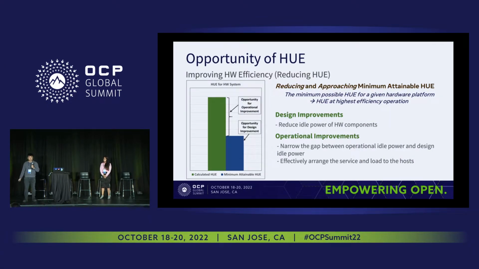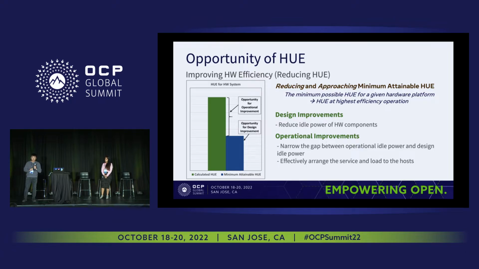And what's the opportunity of HUE? Basically, we can reduce HUE in various ways, and in this way we can improve the hardware efficiency. Before this, I want to introduce another concept called the minimum attainable HUE. Given a piece of hardware, this is the minimum possible HUE value that the hardware can achieve. It usually happens when the hardware is running at its highest efficiency operations.